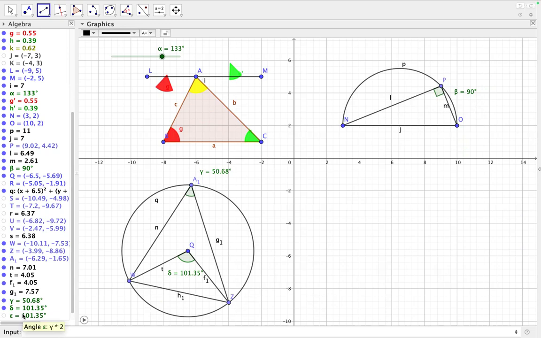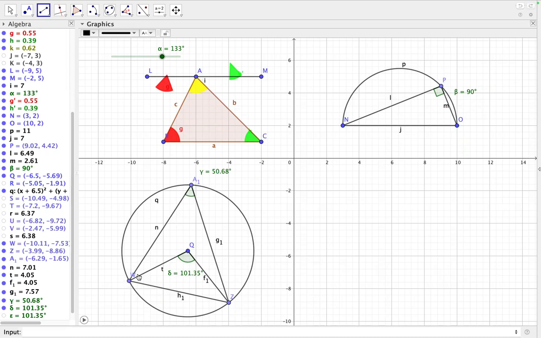Okay, so that's what I'm talking about. So the angle here at the center will always be twice the angle here. Okay, so that's the theorem. When you have a chord, the angle subtended by the chord at the center will always be twice the angle subtended by the chord at the circumference of the circle.